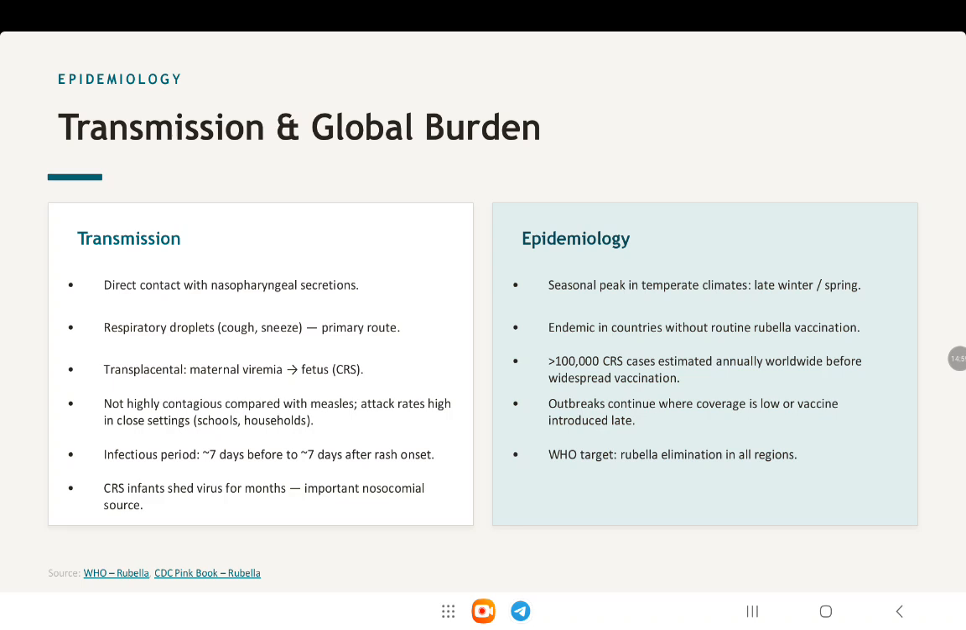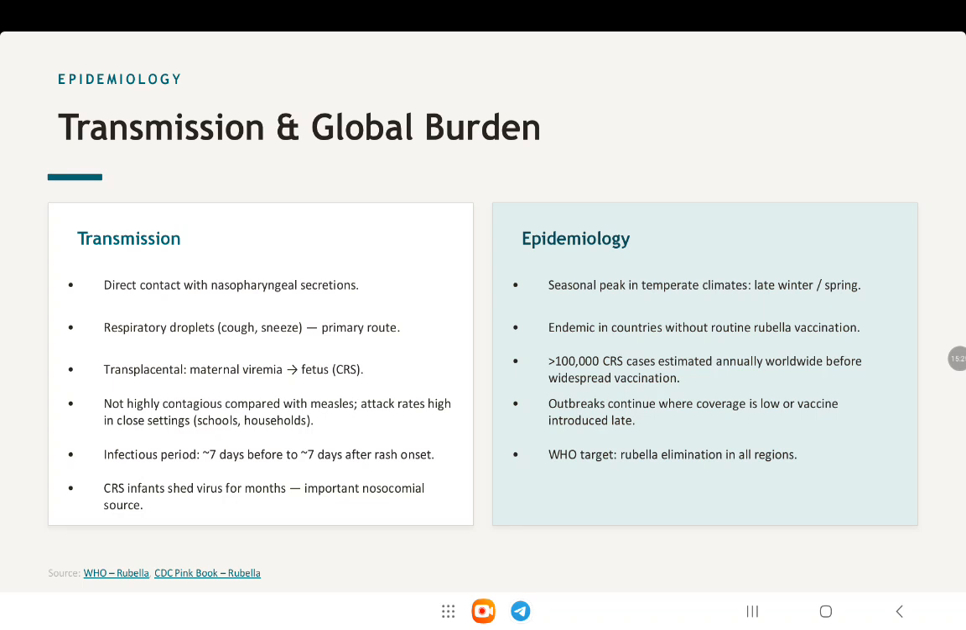Rubella is less contagious than measles. It is spread easily among people who have close contact, such as in school and the household. Patients are infectious from about 7 days before the rash appears until 7 days after the rash appears.